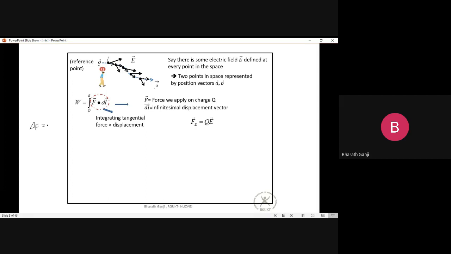If you apply more force than the force the electric field applies, then the net force will become a positive number. So the force I am applying and the force the electric field is applying, if the net is greater than 0, that means there is a finite amount of force. Then, because force is nothing but mass times acceleration, this also becomes a non-zero number. That means you are accelerating the charge. So here, since we are talking about electrostatics, you cannot accelerate the charge.